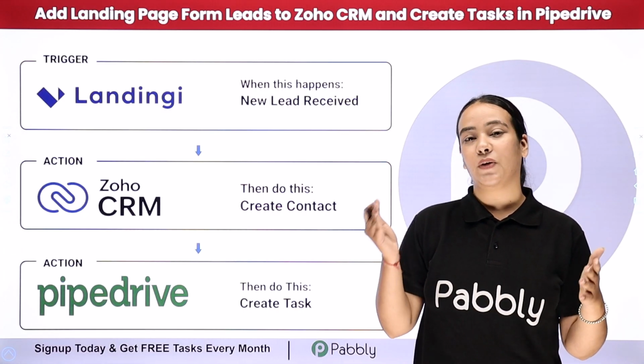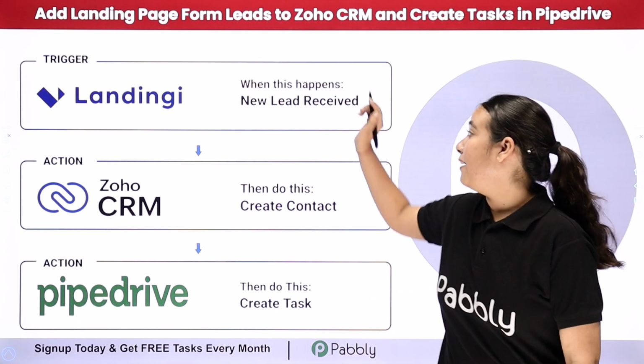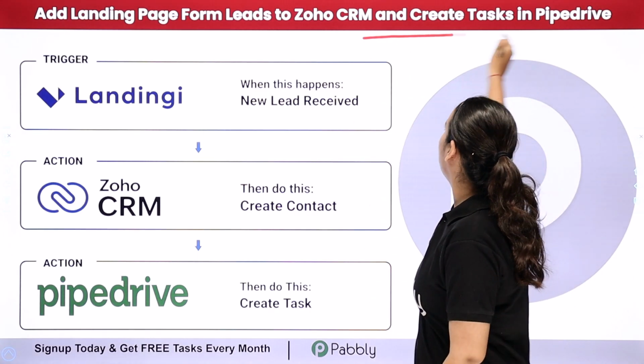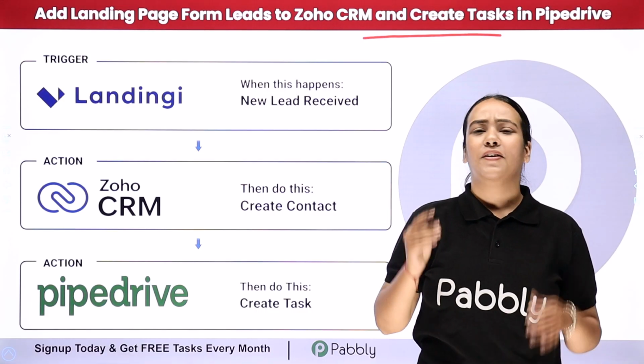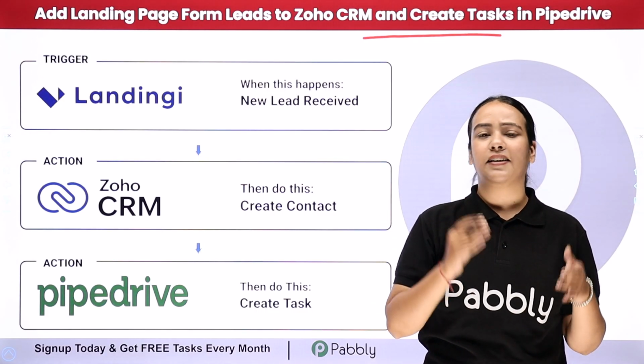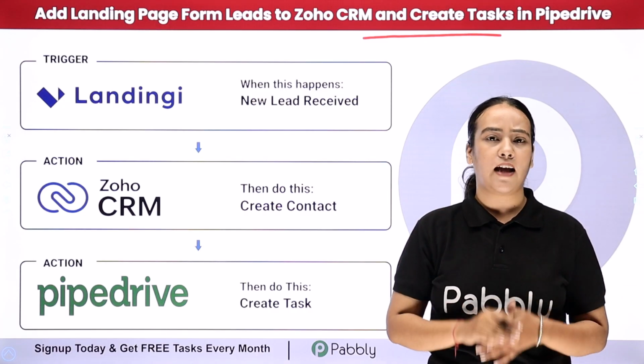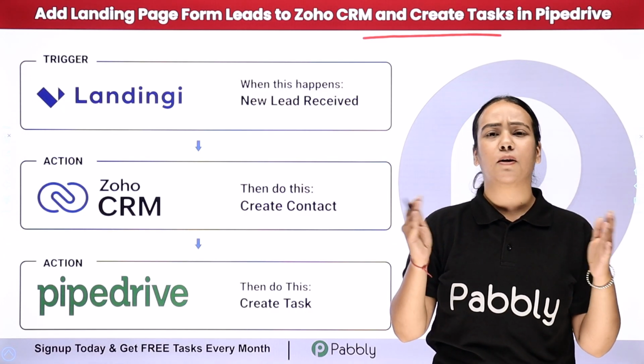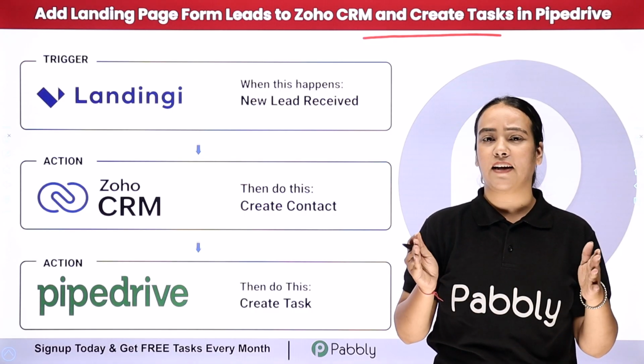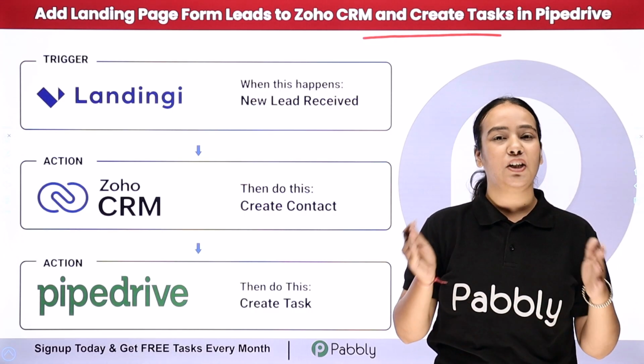In today's video, we are going to learn how you can add landing form leads to Zoho CRM and create tasks in Pipedrive. Now imagine whenever a new lead is collected on landing page, you wanted to add their detail in Zoho CRM and create a task in Pipedrive. But doing this work manually is a time-consuming and hectic task. That's where Pabbly Connect makes a huge difference.